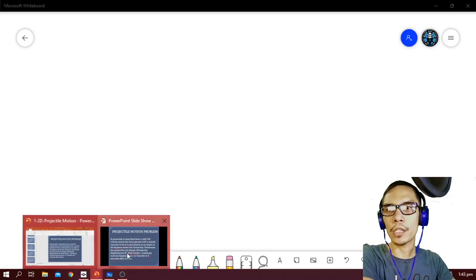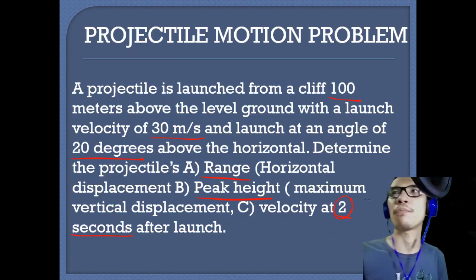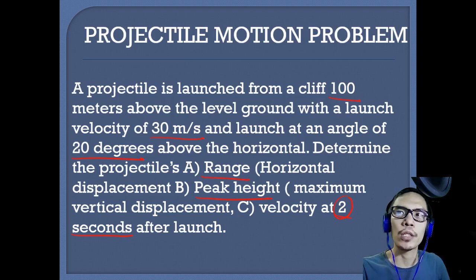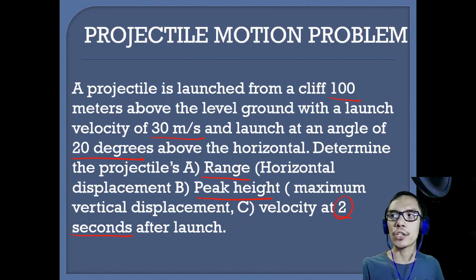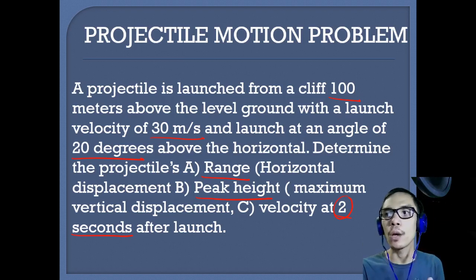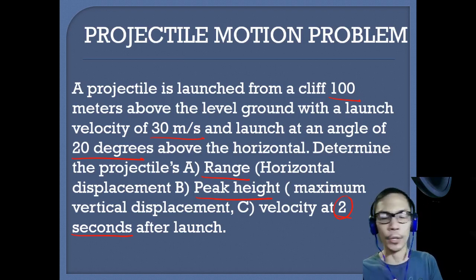This is the special problem that we will do in this video lesson. Our projectile is launched from a cliff 100 meters above the level ground with a launch velocity of 30 meters per second, at an angle of 20 degrees above the horizontal. Determine the projectile's A, range, which is the horizontal displacement; B, the peak height; and C, the velocity 2 seconds after the launch.